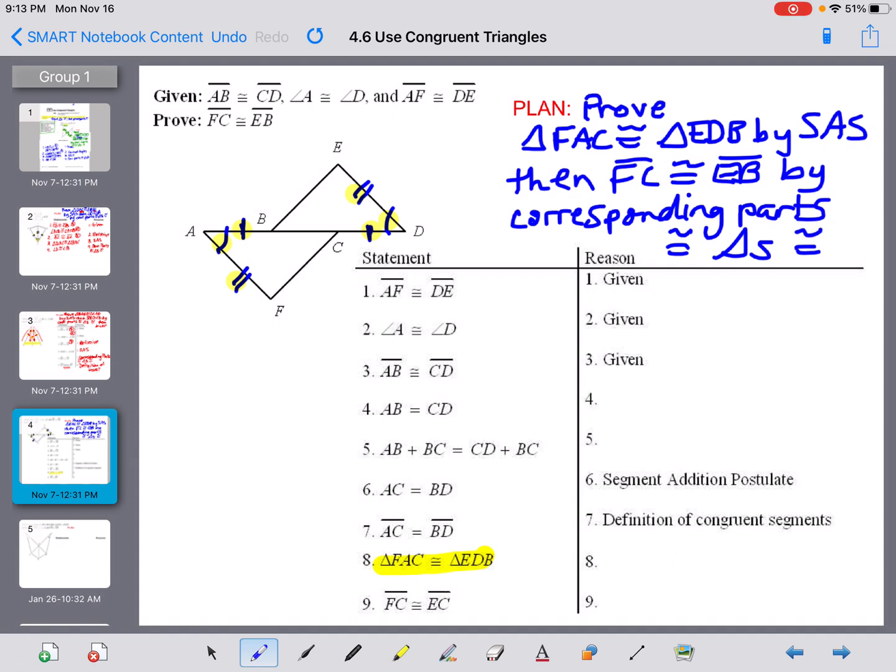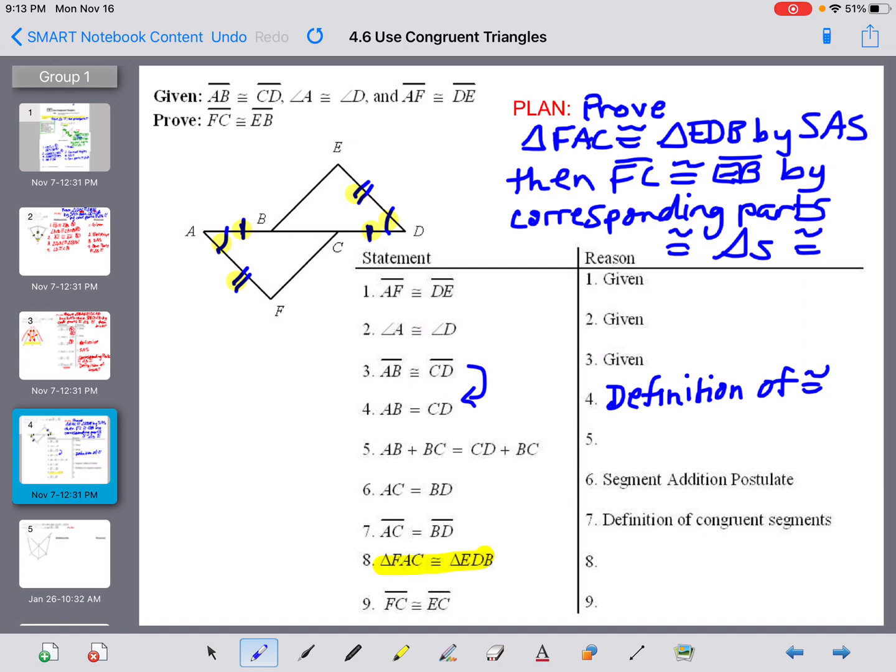All right. AF is congruent to DE, it's given. Angle A is congruent to angle D, given. AB is congruent to CD, given. Okay. We haven't seen this for a little bit. We have segment AB is congruent to segment CD, and we switch it to AB is equal to CD. We changed it from congruent to equal. What's our reason for that? Definition of congruent. Okay, anytime we switch from equal to congruent or congruent to equal, it's always definition of congruent.